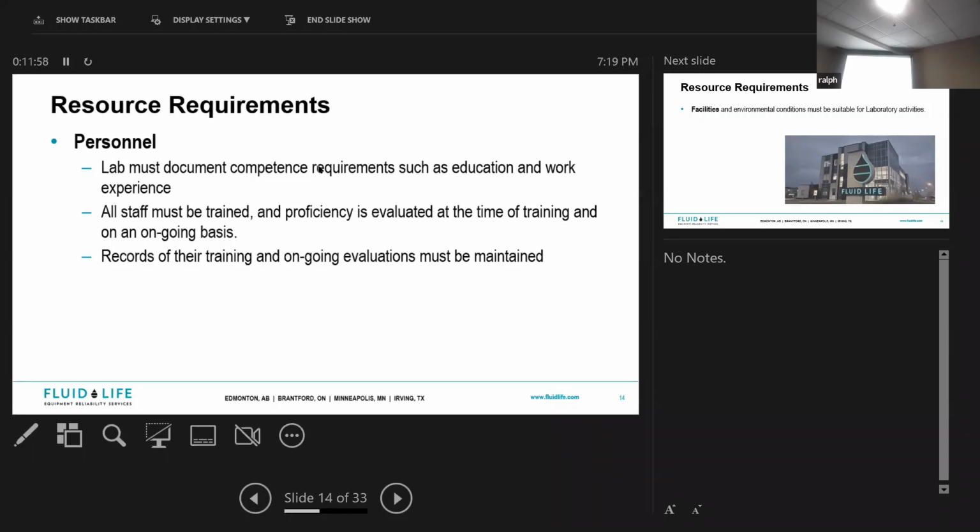You can use a training form, a log, an electronic log, different ways, but you must show that you are evaluating their effectiveness ongoing. You have to do it throughout the year, and that can also be accomplished by performance reviews as well. Records of their training and ongoing evaluations must be maintained, either electronically or as paper copy.